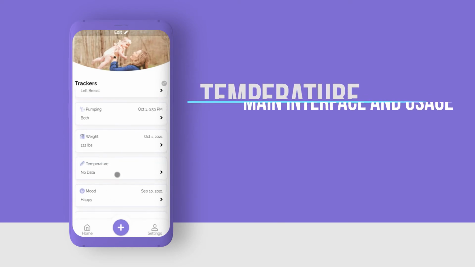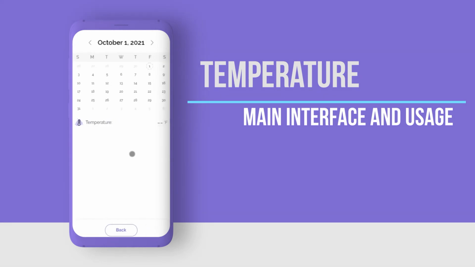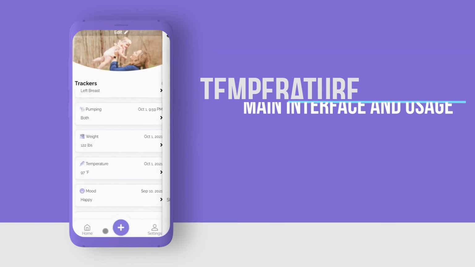Next, let us take a look at the temperature tracker. The screens of the temperature tracker are a lot like the weight tracker. You can add new data by tapping on the Add Data button. The charts display similar records in the various time ranges.